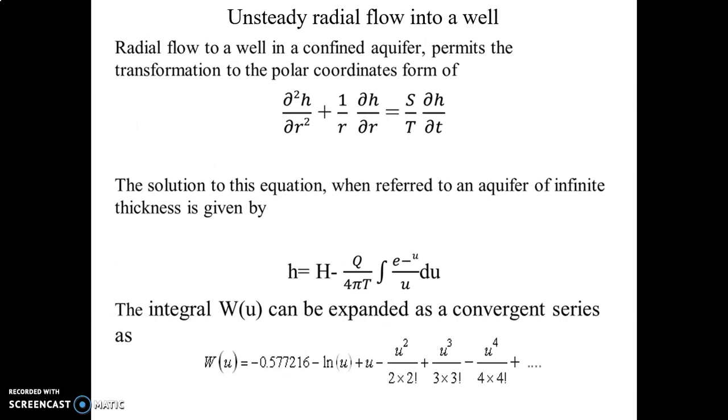So consider a radial flow into the well in a confined aquifer that permits the transformation of the polar coordinates of the form ∂²h/∂r² + (1/r) ∂h/∂r = (S/T) ∂h/∂t. The solution to this equation when referred to an aquifer of infinite thickness is given by h = H - (Q/4πT) ∫ (e^-u / u) du.